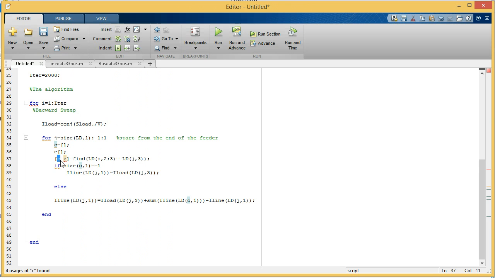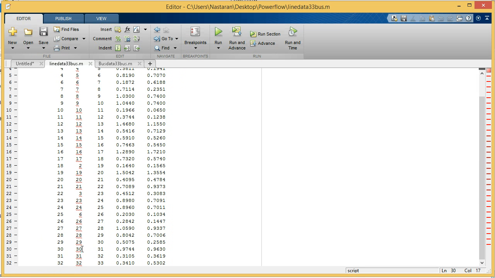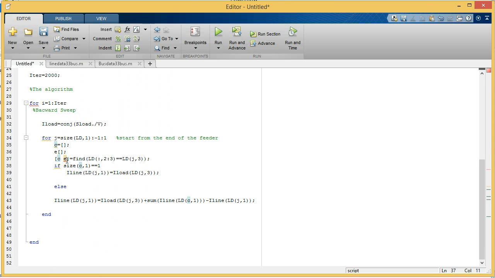So the first argument here shows the row number of all of the rows and columns in here that have 31 in them. That means it shows 30 and 31, these two values, okay? And the second one basically shows the column number, which is 1 and 2 in this code, and we are not going to need E anyway, so we are going to work with C over here.